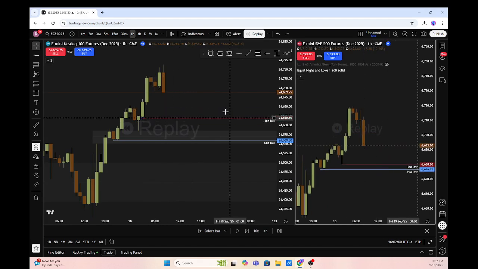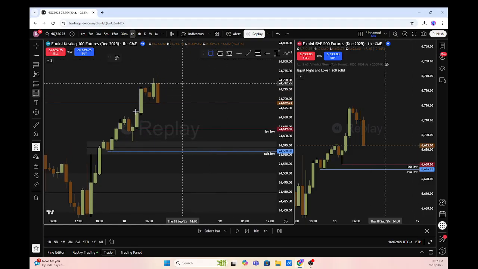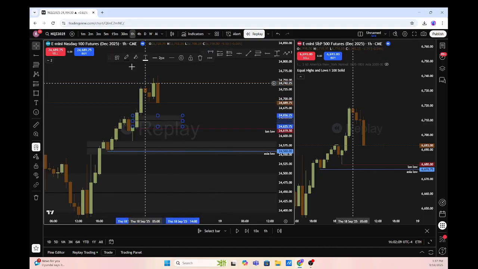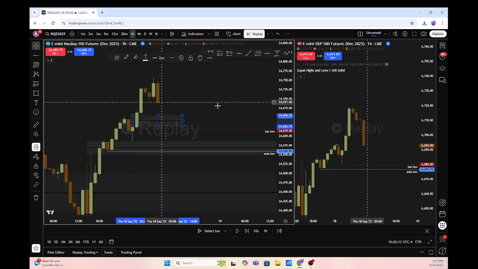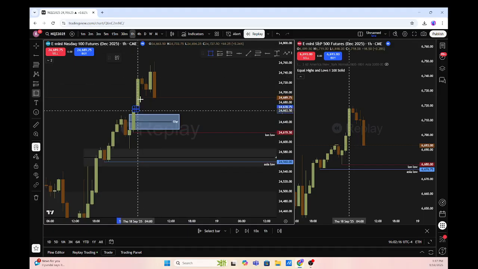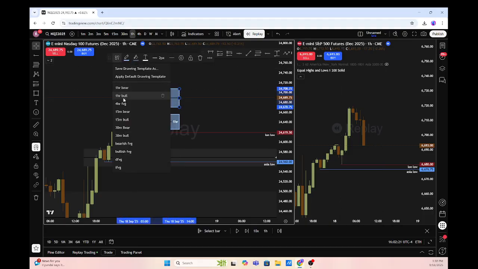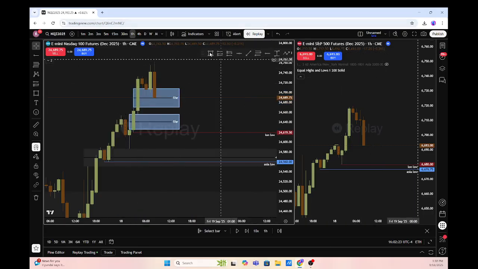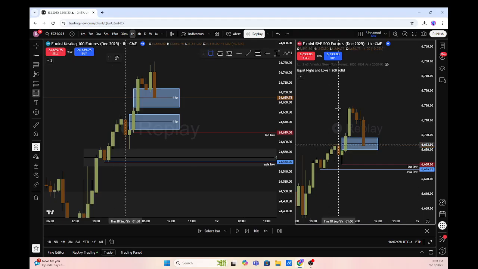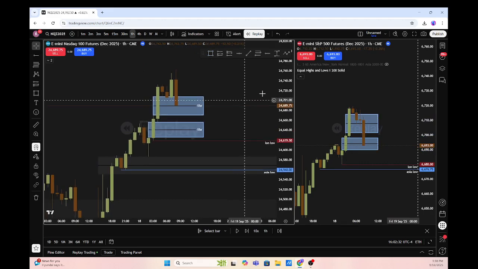So with that being said, coming into the morning, when I just get on the charts, what I see is we have a 1-hour bullish fair value gap right here, right? And we have a 1-hour bullish fair value gap right here. And the same on ES. Right here. And right here.